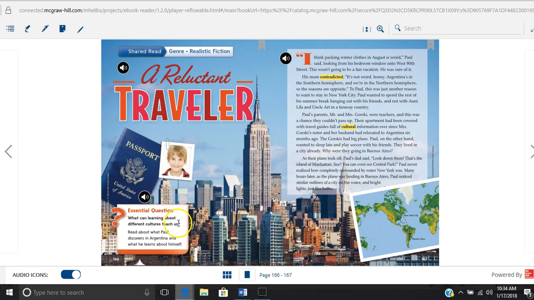Remember, our essential question this week is, what can learning about different cultures teach us? Now, on to the story, A Reluctant Traveler.